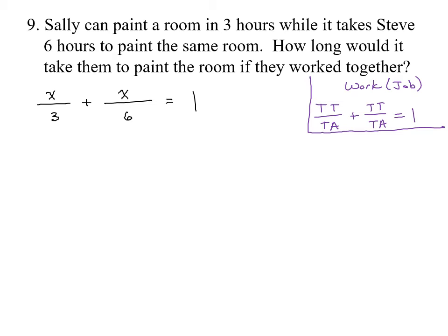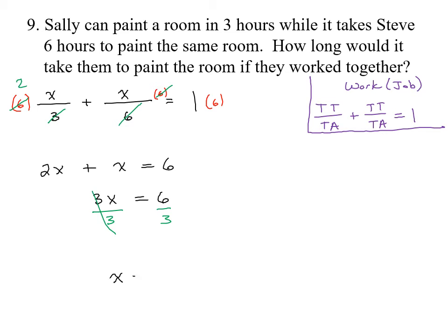Then, again, kind of like the last one, notice there's a common denominator, the 3 and the 6. A number that both 3 and 6 go into would be 6. So what I could do is just multiply everything in the problem times 6. The 6's would cancel on the first one, and 3 goes into 6 2 times. So I'm left with 2x plus x equals 6. Or 3x equals 6. So if I divide by 3 on both sides, I'll end up that x equals 2 hours.